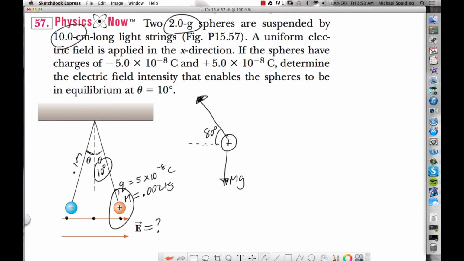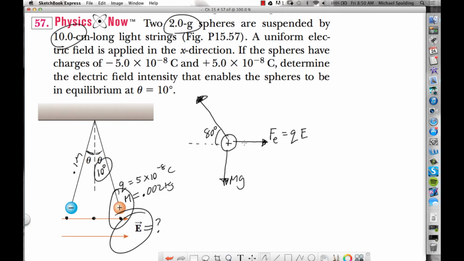Okay. Now there are 2 more forces. Is this electric field exerting a force on the charge? Yeah, man, that's what electric fields do. Electric fields exert force on charges. So we have the force of the electric field. And by the way, what's the equation for force of electric field? QE.